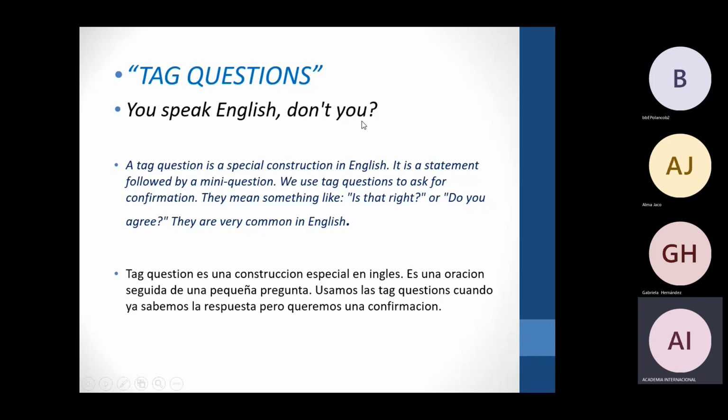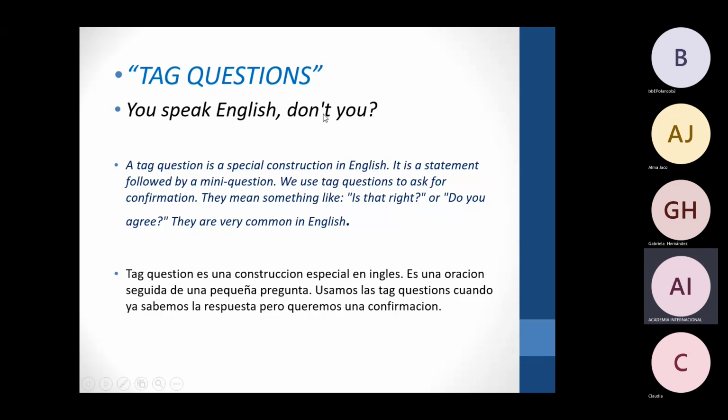Solo que cualquiera podría pensar, ¿por qué no hacerlo de una forma más sencilla? You speak English, not. Pero es una estructura muy hecha del español al inglés. O sea, es como una traducción bien literal del español al inglés. Solo porque en español digo, ¿hablas inglés, no? Entonces, solo por eso le voy a agregar el no aquí. You speak English, not. That will be incorrect.